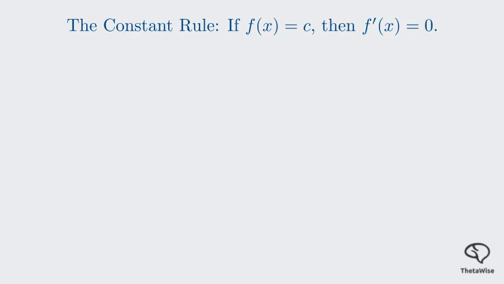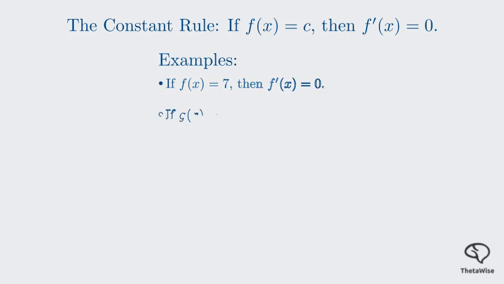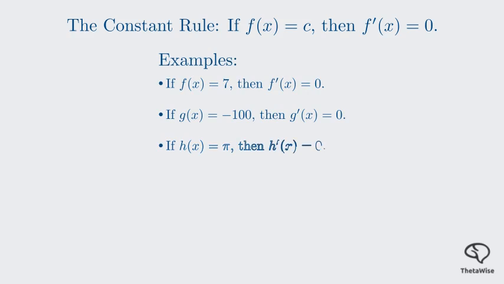Since the derivative is the slope of the tangent line, and the tangent line to a horizontal line is the line itself, the derivative must be 0. For example, if f of x equals 7, its derivative is 0. If g of x equals negative 100, its derivative is 0. If h of x equals pi, its derivative is 0. Any constant, its derivative is 0.